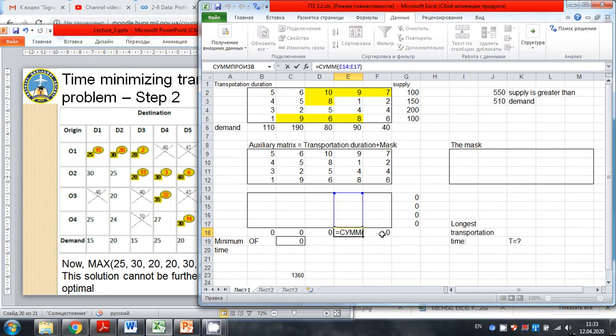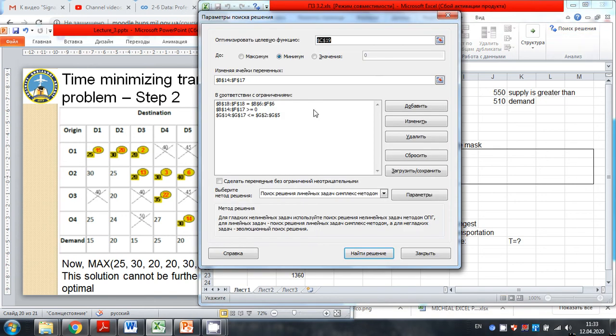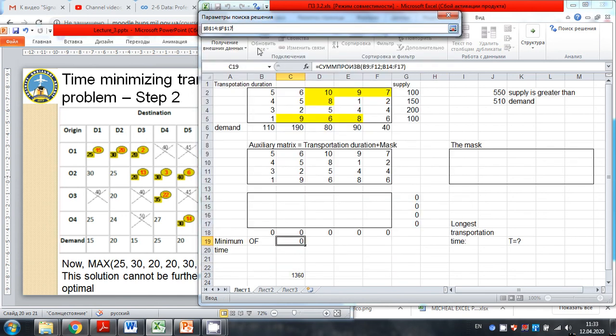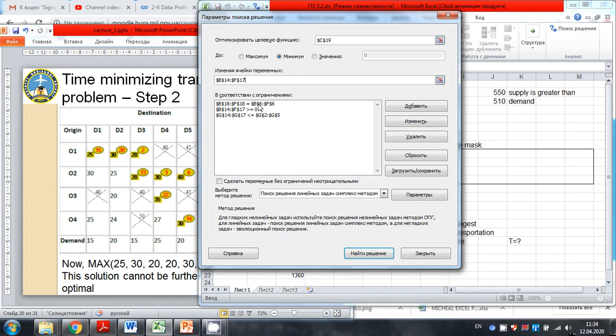We go to the data tab, we set up the constraints, we set up the variables. This is the range representing these particular variables. We introduce the constraints. The supply at every origin should be less or equal than total supply at the origin.